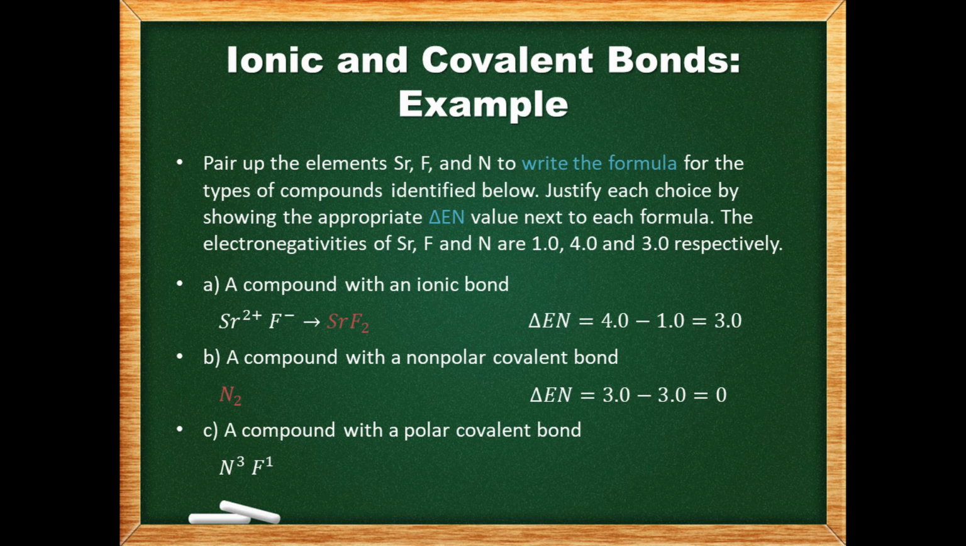don't always reduce the formula to the smallest ratio of atoms. This is because a covalent formula does not represent a ratio, and instead tells us the actual number of atoms that exist in the molecule. We then crisscross the numbers and delta EN ends up being 1.0. Since this is in the range of 0.4 to 1.7, we have a polar covalent bond.